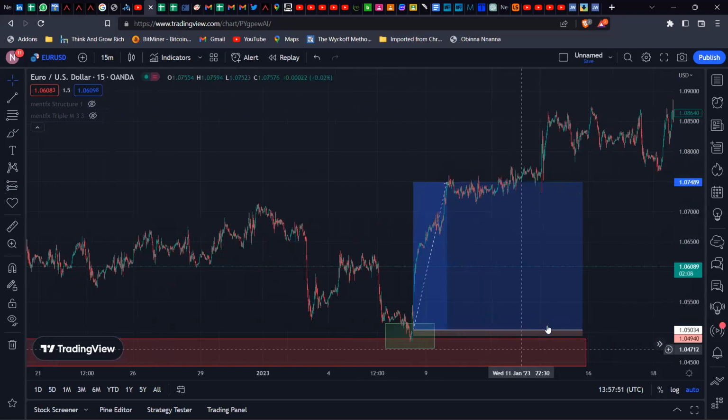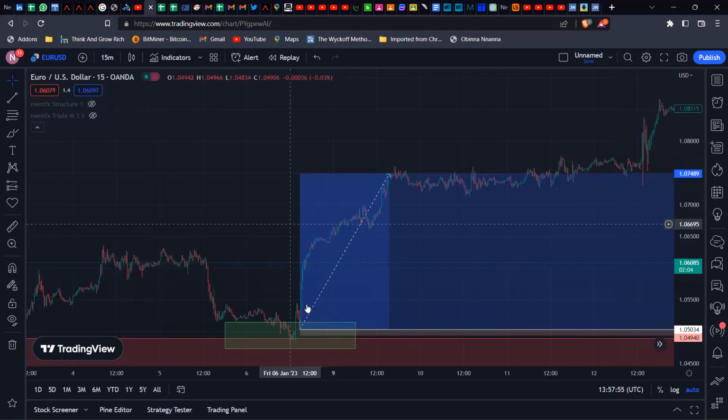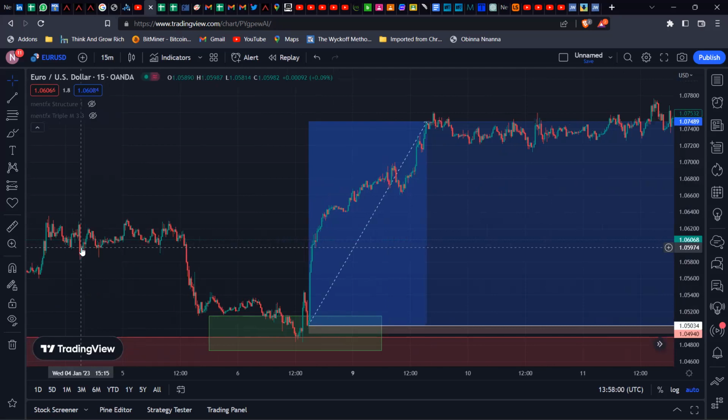Delete this. Okay, so this is exactly what it looks like, right? And you can see what happened. Now, this is what Wyckoff, or what smart money concept, is all about: looking at the market from the perspective of trying to see the hand.